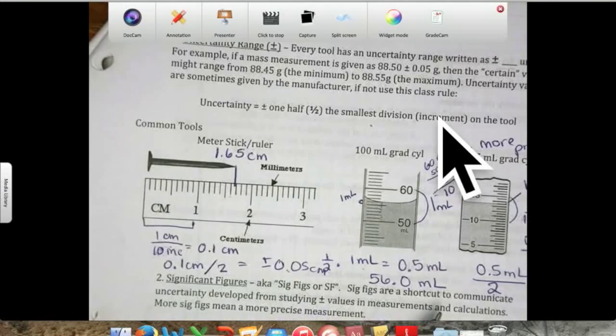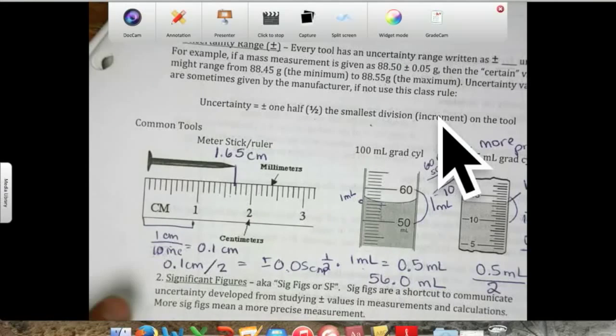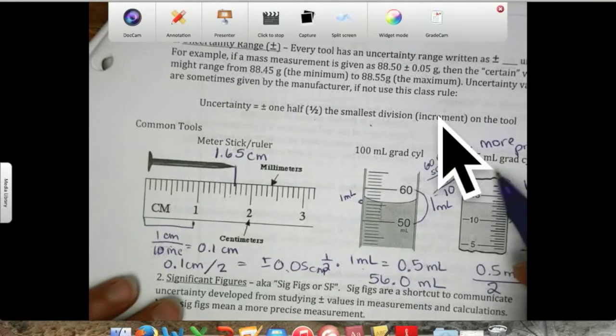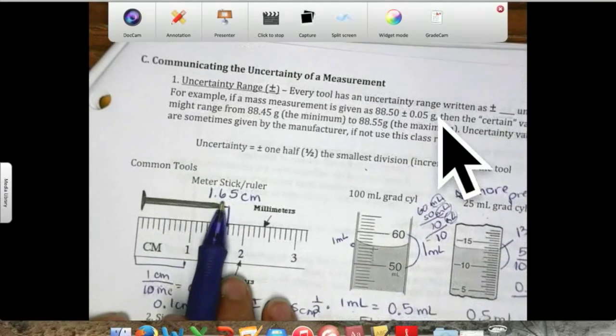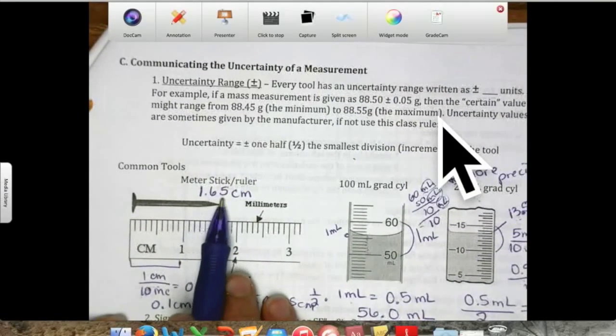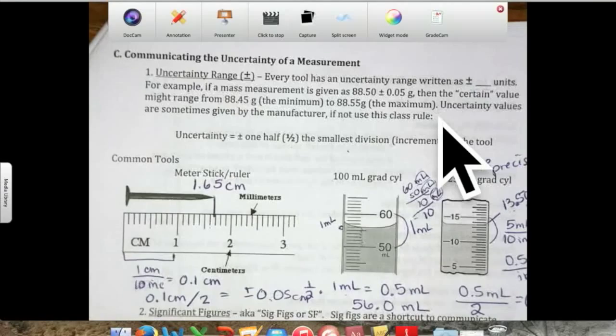Sig figs are a shortcut to communicate about that uncertainty developed from studying the plus or minus values in measurement and calculations. More sig figs mean a more precise measurement. So if, again, we looked up here, we call these 4 digits significant figures. That means this test tube was more precise. This meter stick right here is only precise enough to give us 3 significant figures.